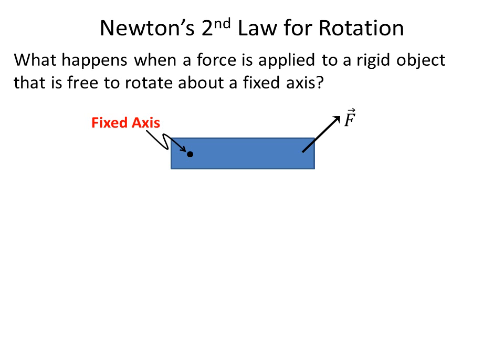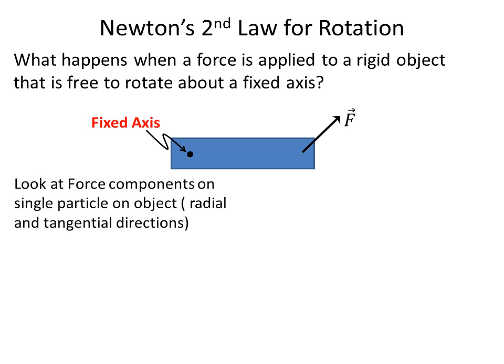In this lecture, we're looking at Newton's second law for rotation. What happens when a force is applied to a rigid object that is free to rotate about a fixed axis? Here we show a rectangular object in blue and the fixed axis, the black dot, and a force being applied to this rectangular object.